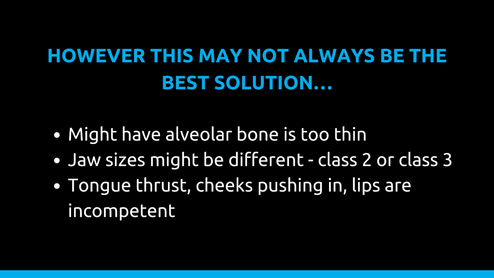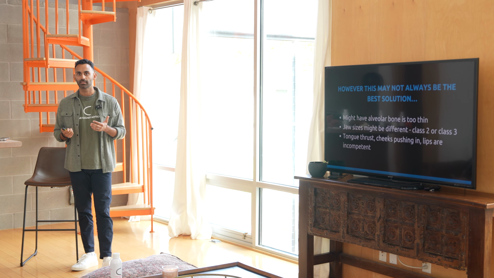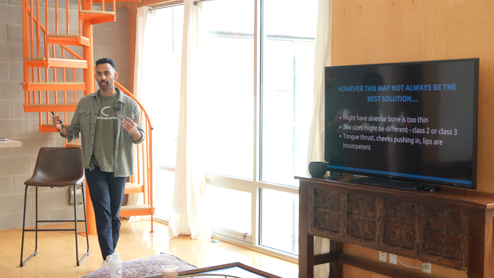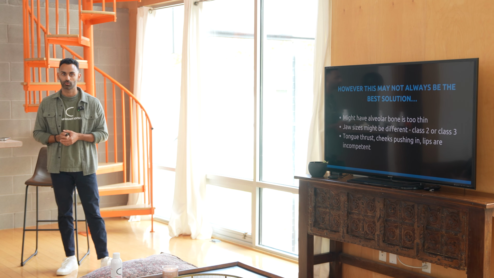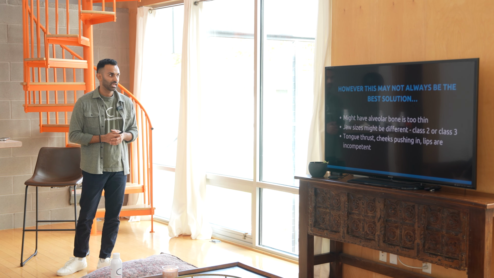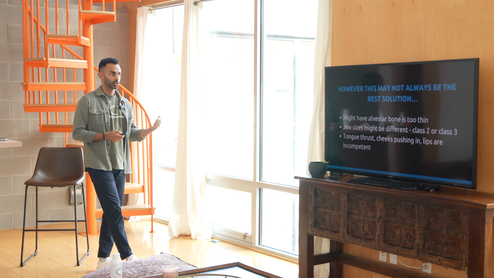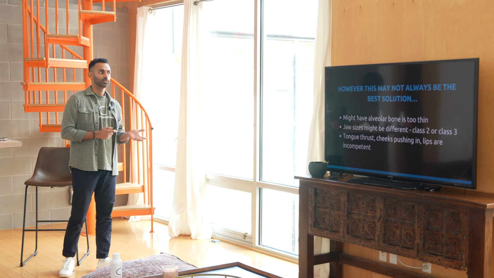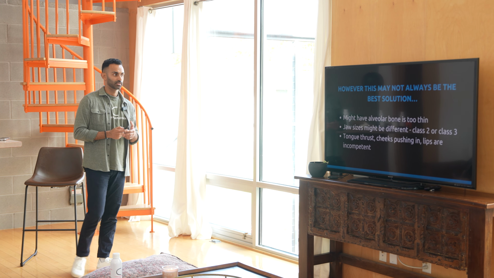So yeah, like I said with this, sometimes you can't do expansion, right? Sometimes the alveolar bone is just too thin. And so by expanding, you'll do stuff that Adam's orthodontist said where you'll blow through the cortical plate, right? So it's not foolproof. The jaw sizes might be different. You might have class 2, you might have class 3. Patient may have tongue thrusts, their cheeks could be pushing in, their lips could be incompetent. There's a bunch of different variables at play.